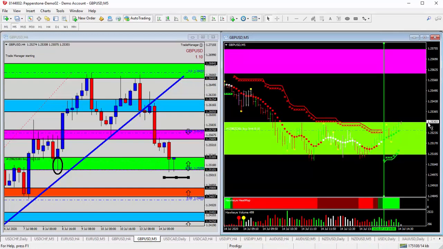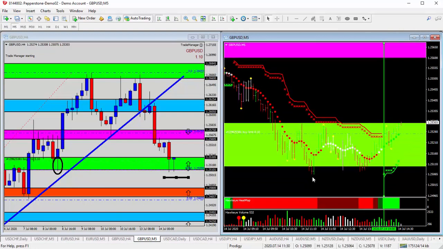And of course, targeting back to the pink zone would be your opportunity, and of course, the stop loss would be underneath the green zone if you decide to take the long on the pound dollar today.